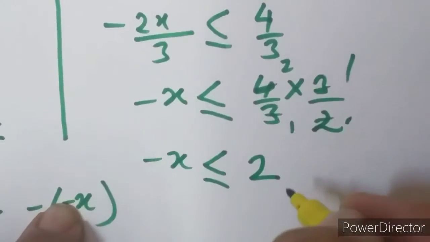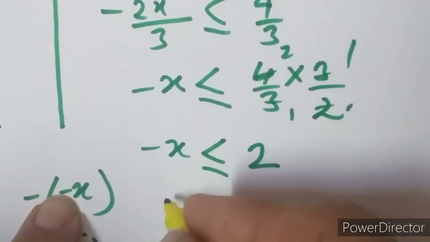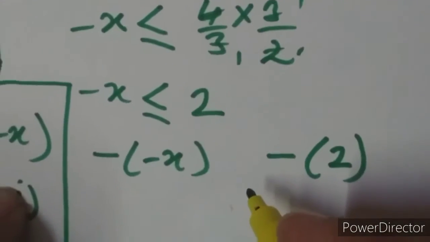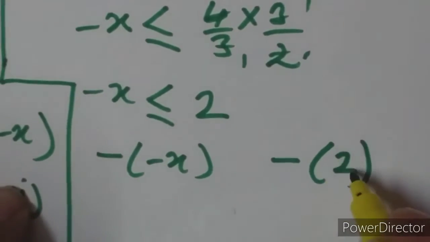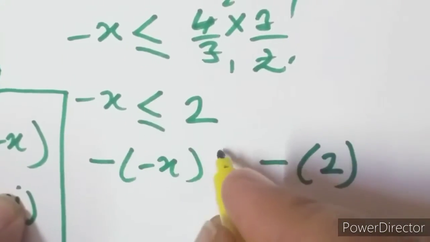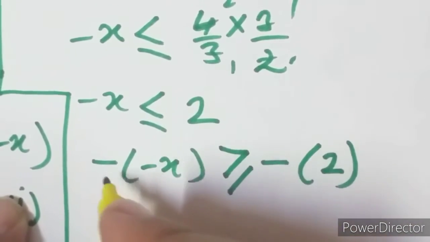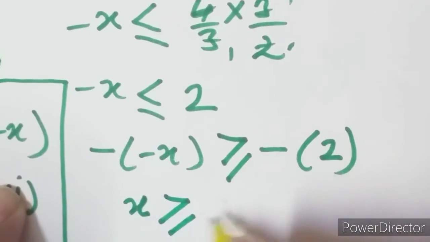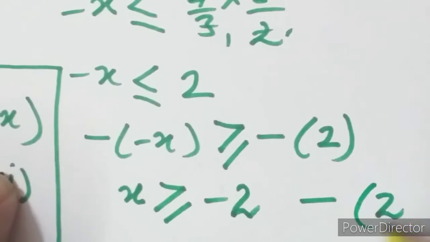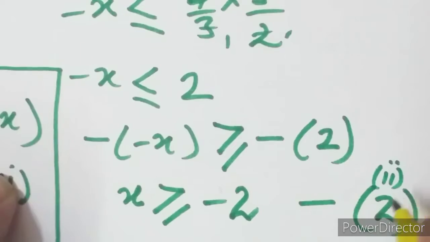to 2. Again we have to solve this minus sign by multiplying both sides with the minus only, minus of minus x and minus of 2. By multiplying we will change the sign of the inequality, less than or equal to becomes more than or equal to. Multiplying this will give us positive x greater than or equal to minus 2. This gives us the second part of our answer. You can write it like this also, part number 2.